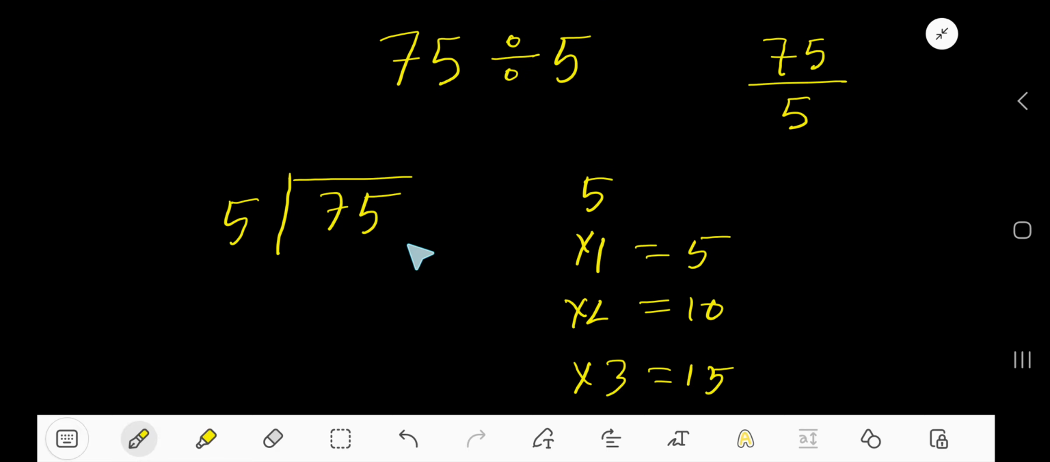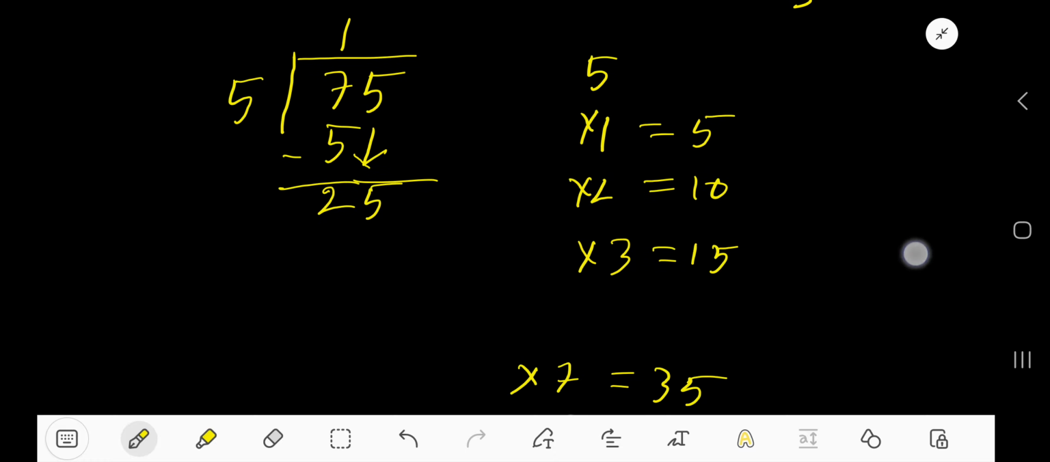5 times 2, 10. 5 times 5, so we have to stop here. 5 times 1, 5. If you subtract, then you are getting 2 here. Bring down this 5, that is 25.